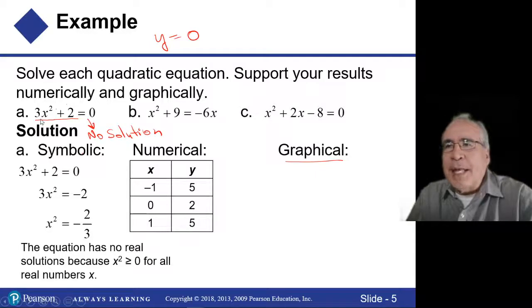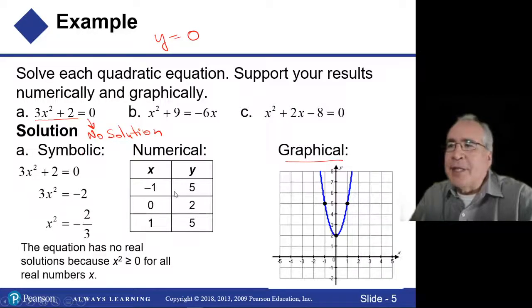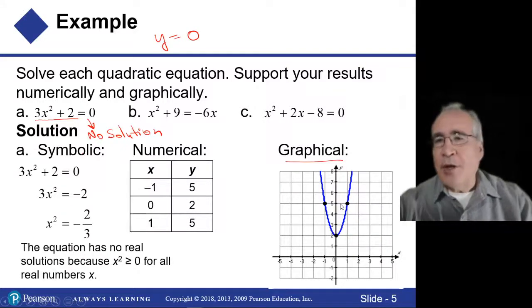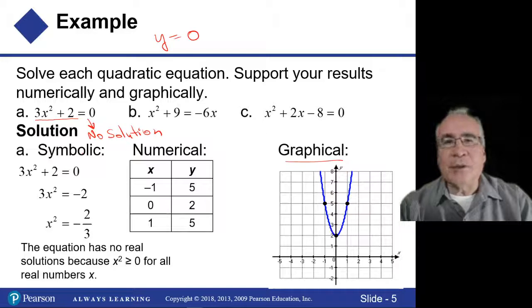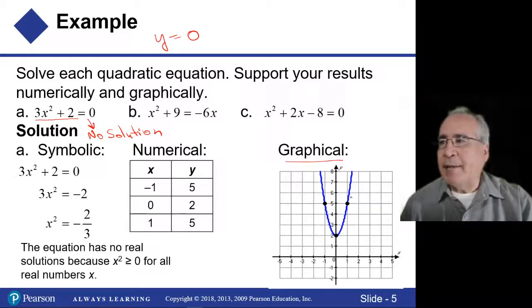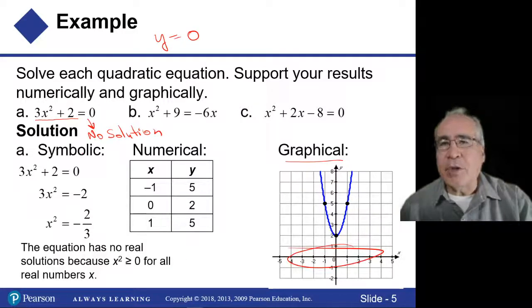So notice they plug in -1. -1 squared is 1. 1 times 3 is 3. 3 plus 2 is 5. So that's what they're doing here, is they're plugging them in. Again, I would suggest not doing it. I'd say go directly to the graphical. The reason they needed to do this is so that they could graph it. We're going to have you use decimals or your graphing calculator, so it will produce it directly for you. Okay, and again, by seeing this, we see no x-intercepts, no solution.